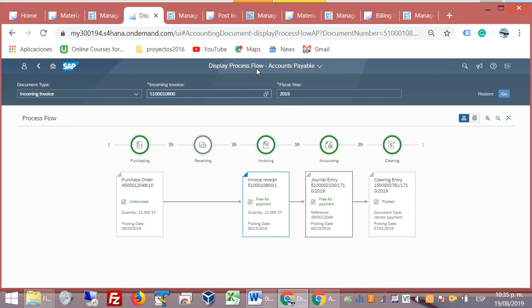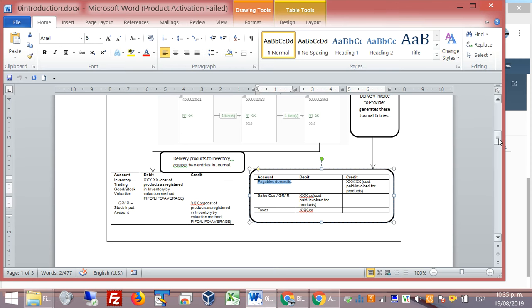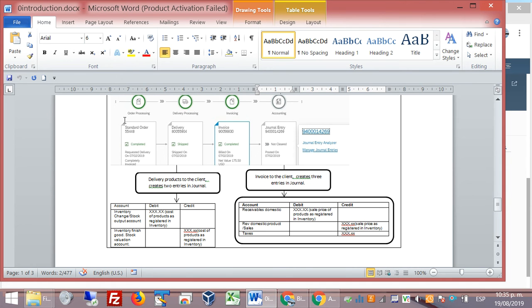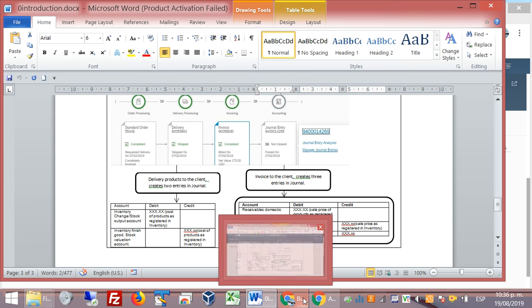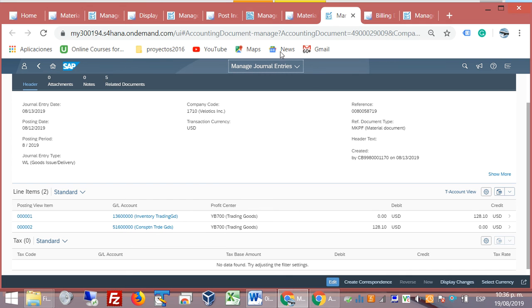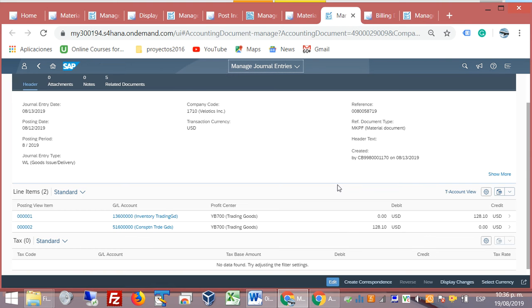Okay, so next we have the sales. Here we have the general process of sales. First, we are going to create a sales order processing. Then we are going to deliver the product to the client. So that means that we are creating these entries in the journal accounting system. These entries are generated when we deliver the product to the client. That means that we deliver and we exit these products from the warehouse.